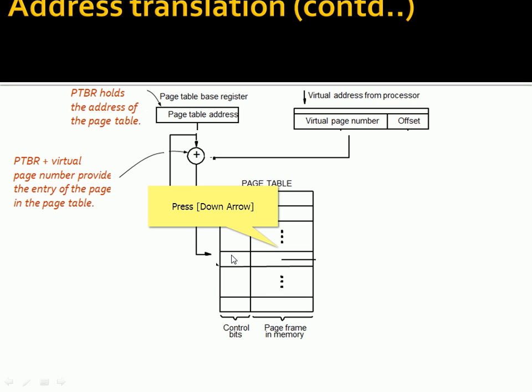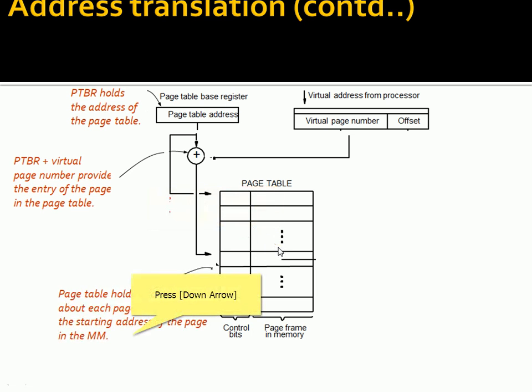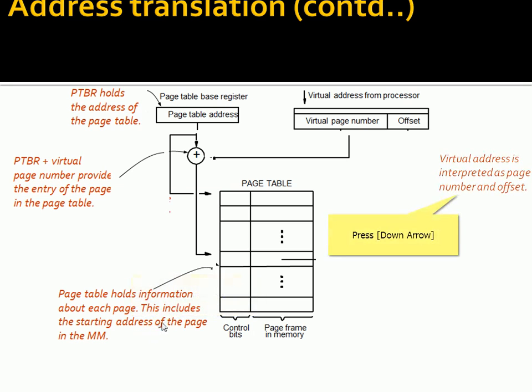The particular instance of that page, a certain portion, relates to the blocks of words of that page. So that is a page frame in memory. For example, this we have identified, and this entire thing is a page frame, right? So the page table holds the information about each page, and this includes the starting address of the page in the main memory. The virtual address is interpreted as a page number and an offset, which we have received from the processor.